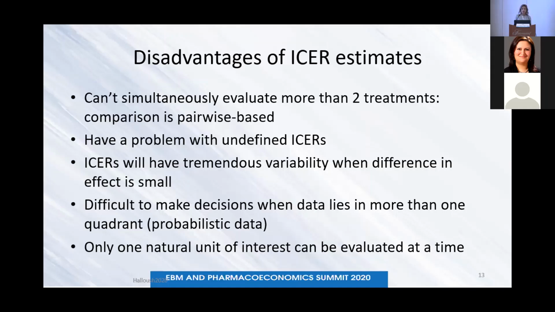So the problem of ICER is that the comparison in ICER is pairwise based. We cannot simultaneously evaluate more than 2 treatments. And it's difficult to make decisions when data lies in more than 1 quadrant, like we said in the probabilistic sensitivity analysis. Thank you.